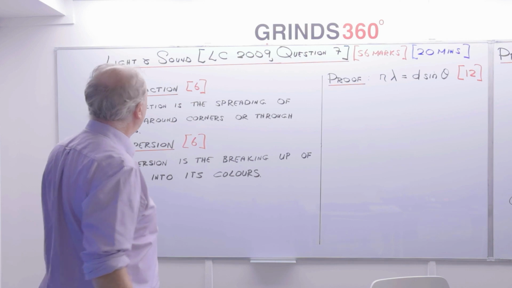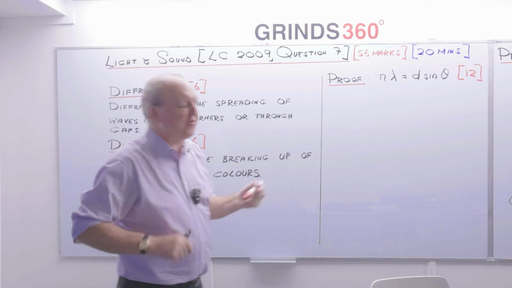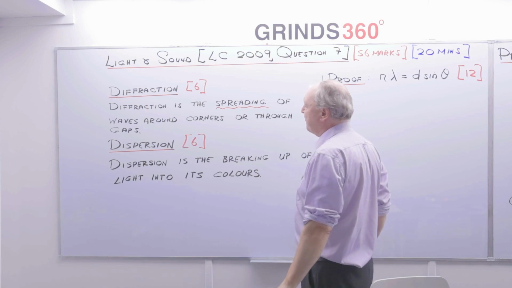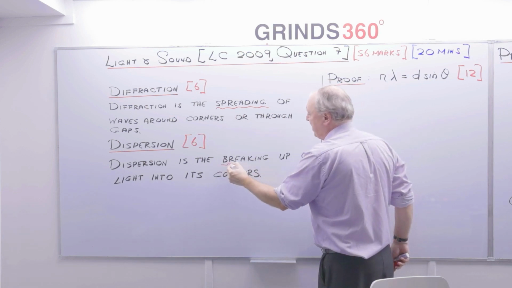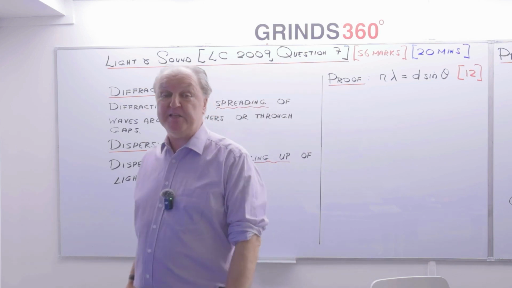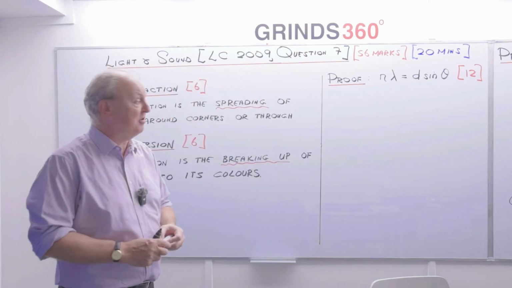So what's my key word for diffraction? My key word for diffraction is spreading. And what's my key word for dispersion? It's breaking up or splitting. For some reason, a lot of students seem to mix up these two definitions.